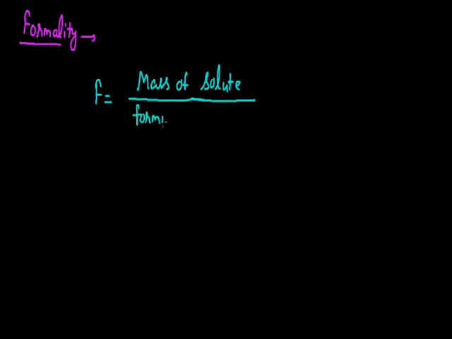So when we take the formality, indicated by the symbol capital F, it will be equal to the mass of the substance divided by, instead of molecular mass, the formula mass of that substance. This formula mass indicates the mass of that formula unit, that is the smallest unit of that ionic compound, multiplied by the volume of solution that we take in liter. So by putting in the mass of solute, formula mass and volume of solution, we get the concentration in the form of formality.